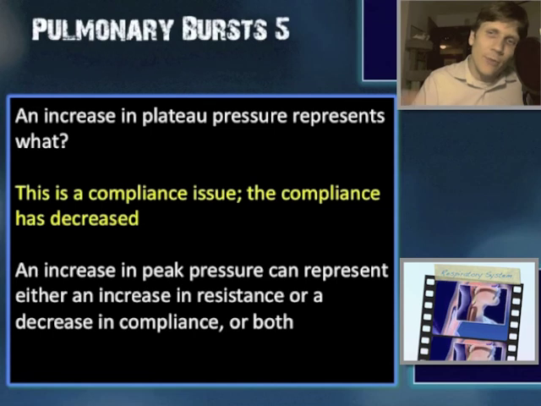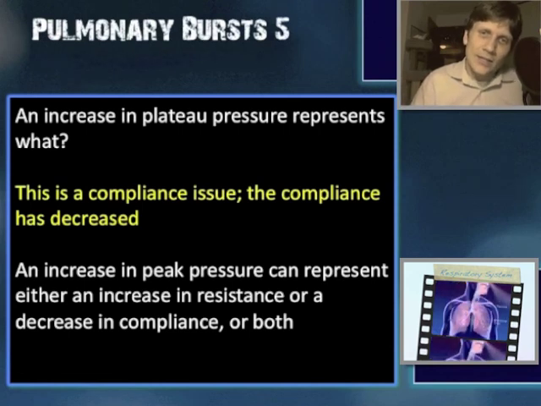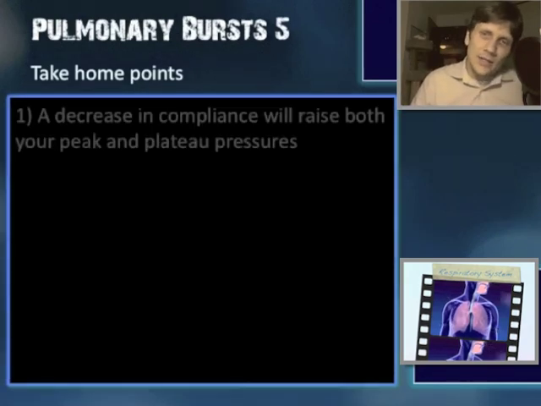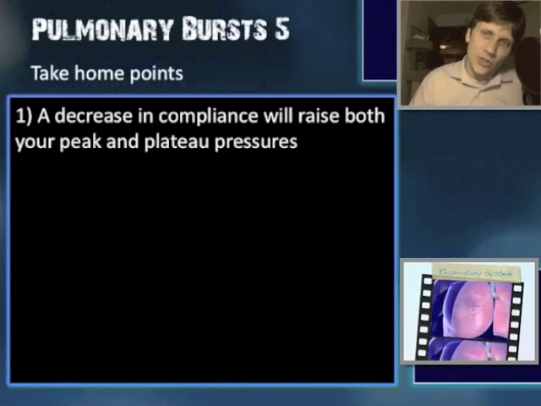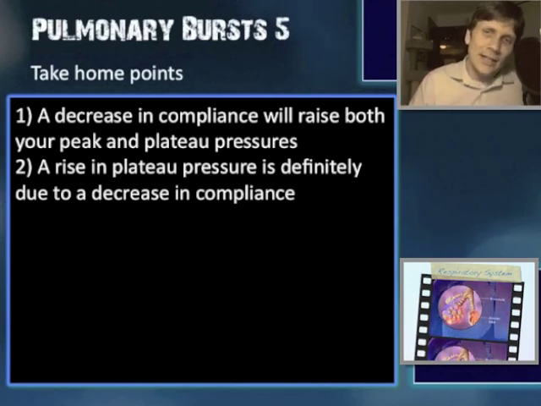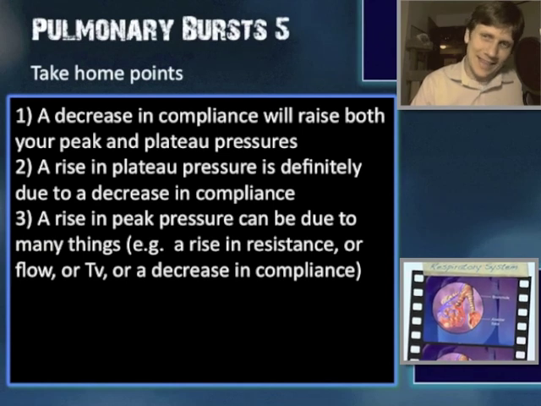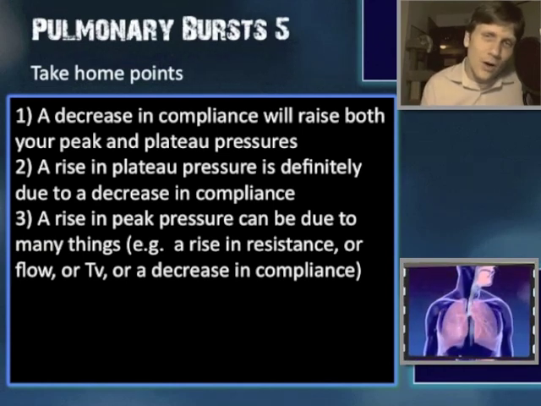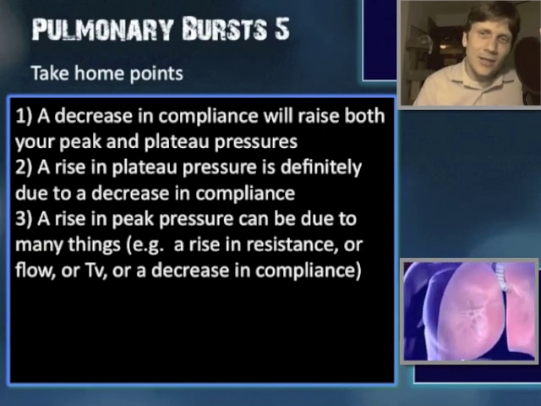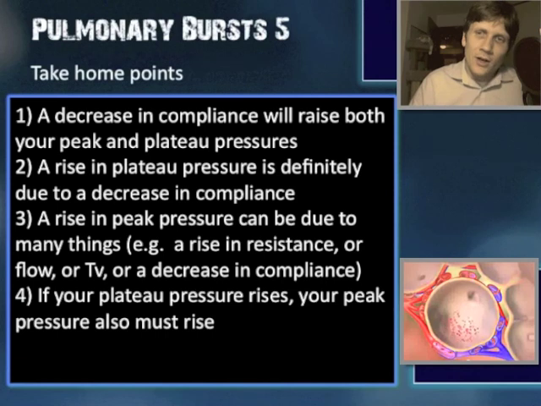An increase in peak pressure can be from both, right? An increase in resistance can raise the peak pressure, and a decrease in compliance can raise the peak pressure. And you can certainly have two things going on at once, a simultaneous issue. So a few take-home points. Number 1, a decrease in compliance will raise both your peak and plateau pressures. Number 2, a rise in plateau pressure is definitely due to a decrease in compliance. Number 3, a rise in peak pressure can be due to many things, for example, a rise in resistance, or flow, or an increase in tidal volume, or a decrease in compliance. And the last take-home point: if your plateau pressure rises, your peak pressure also must rise.